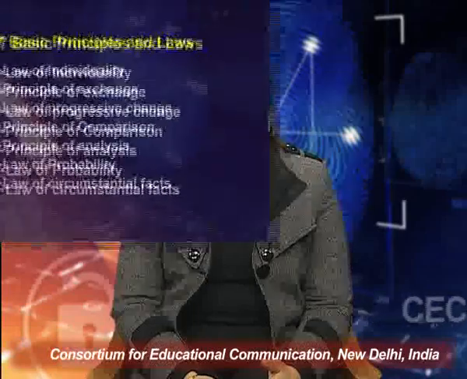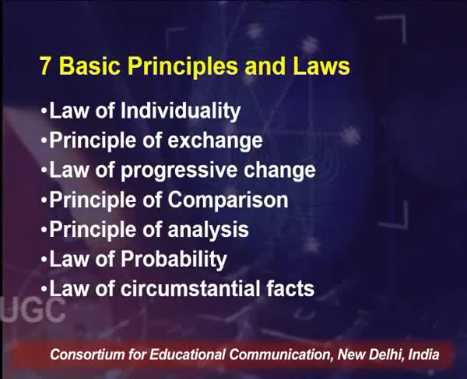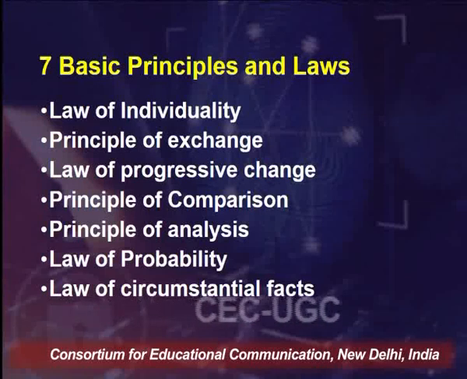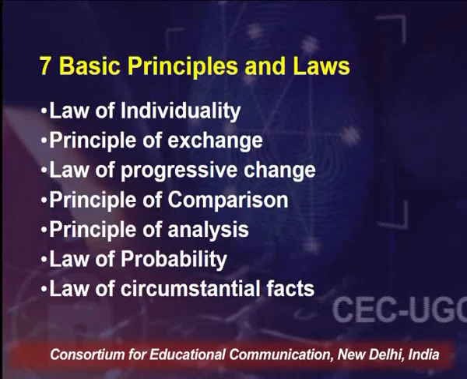Now, we will discuss various principles and laws of forensic science on which this science is based. The first basic principle of forensic science is the law of individuality. Then we have the principle of exchange, law of progressive change, principle of comparison, principle of analysis, law of probability, and law of circumstantial facts. Going with the first principle, which is the law of individuality.